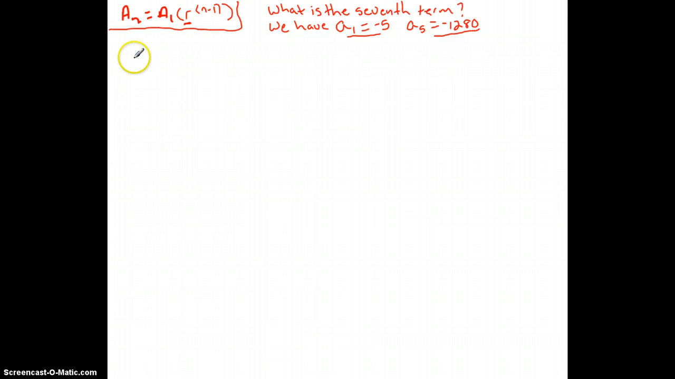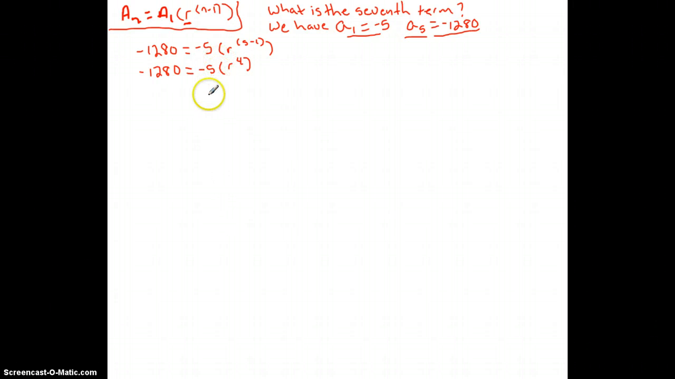So I'm just going to plug in what we have here. Our an would be -1280 equals -5 r, and then we have n. For this one, it's going to be 5 minus 1, because we're using this right here. Now let's go ahead and simplify that a little bit. We get -1280 equals -5 times r to the fourth.